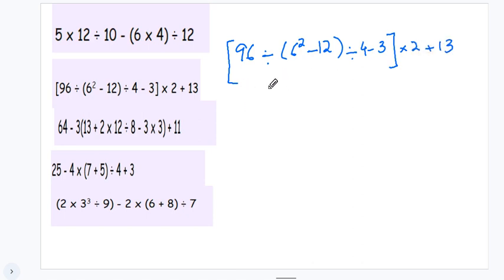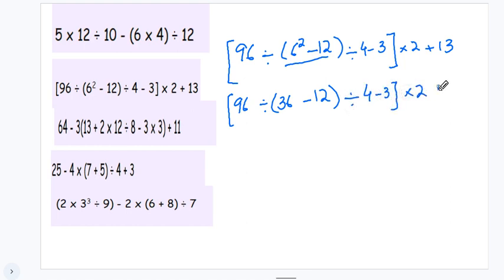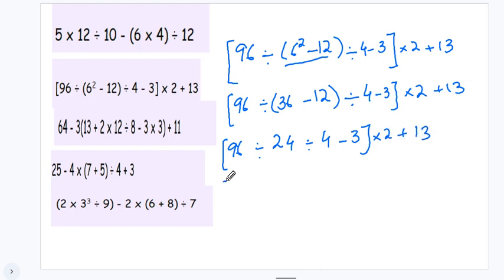Okay, now first of all we need to solve this bracket. We have 96 divided by 6 times 6 is 36, because this is squared. Squared means 6 times 6, and 12, writing all the things as it is, times 2 plus 13. And now what I have to do, 96 divided by 36 minus 12 is 24, and then writing all the things as it is.